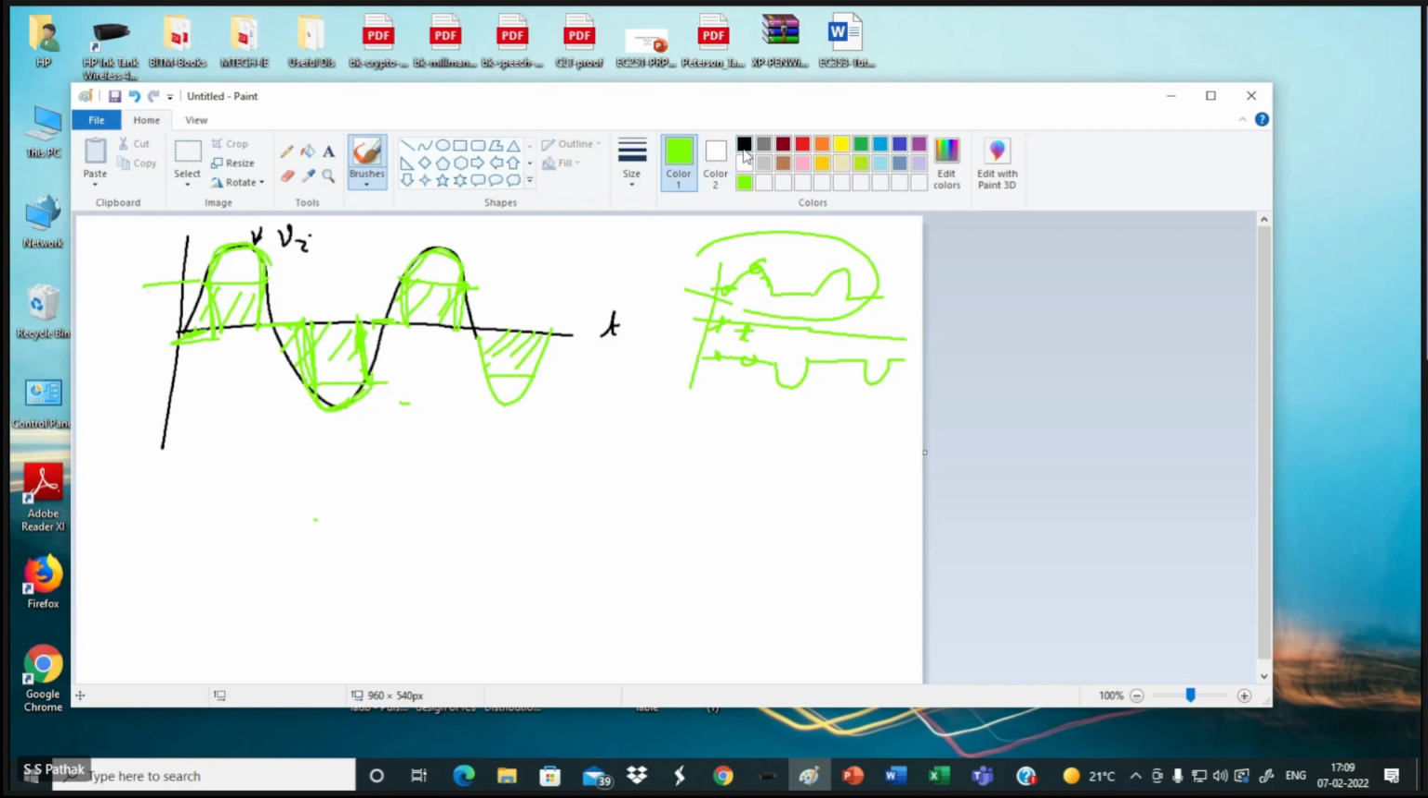I think I should choose a black one. Is it black one taken? Now black is taken. Good.